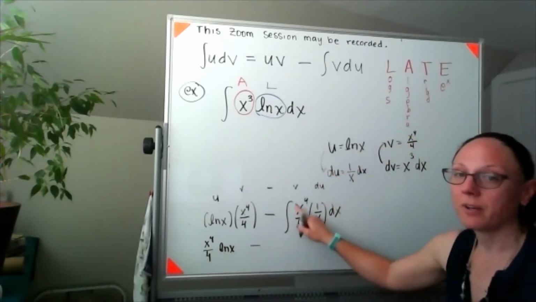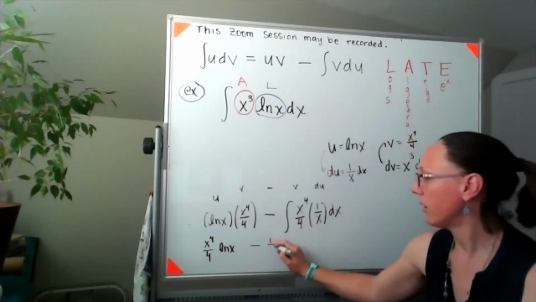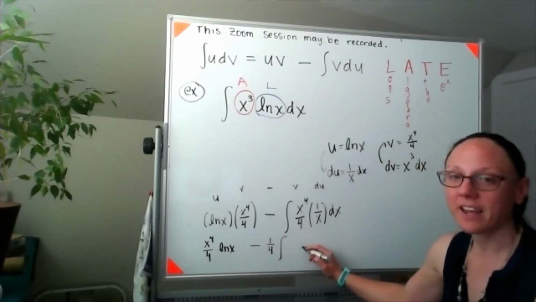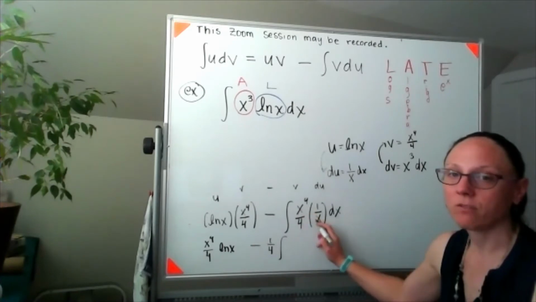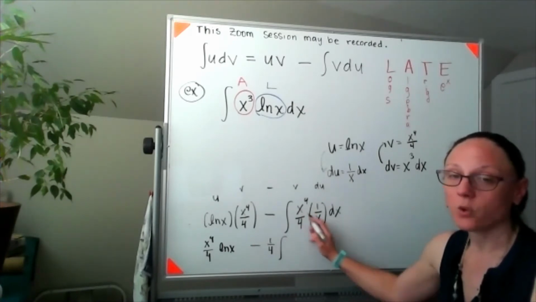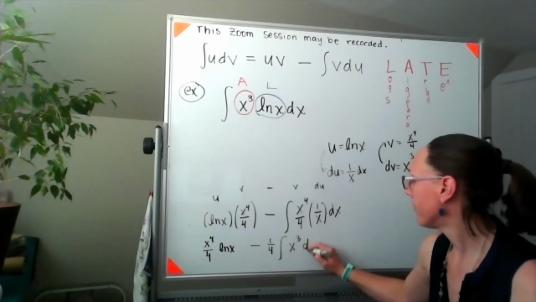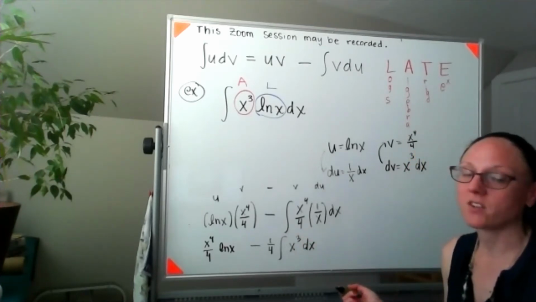And here, I'm going to take that 1/4 and move it in front of my integral. And then inside of the integral, I've got x to the 4th over x, so one of those x's will cancel and leave me with x cubed dx.